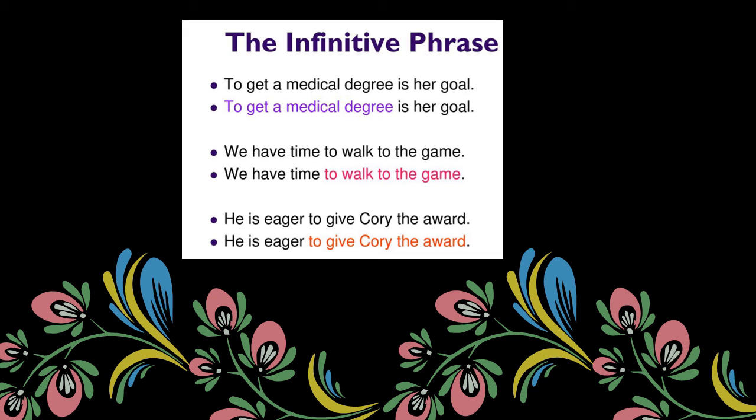Second, we have time to walk to the game. Your infinitive is to walk. So your infinitive phrase is to walk to the game. And last, he is eager to give Corey the award. Your infinitive is to give, and your infinitive phrase is to give Corey the award. So your main hint or clue of your infinitive phrase is that it begins with the infinitive: to plus base form of the verb.